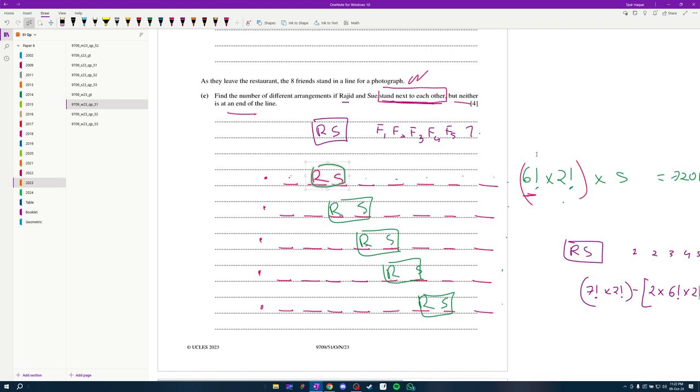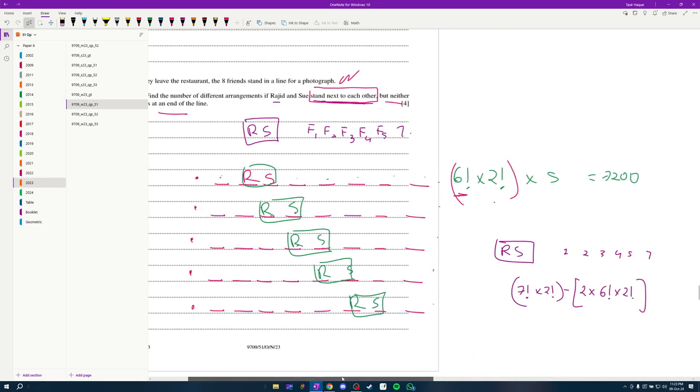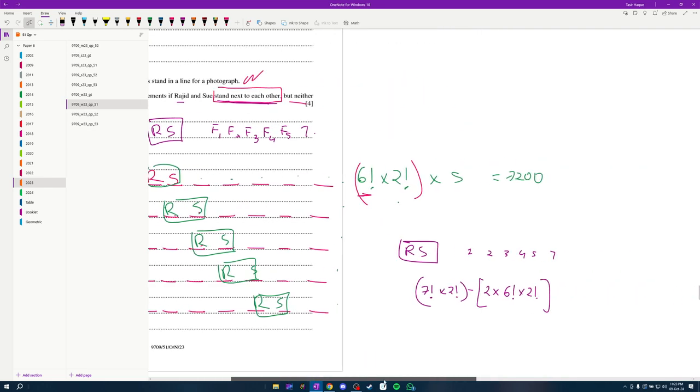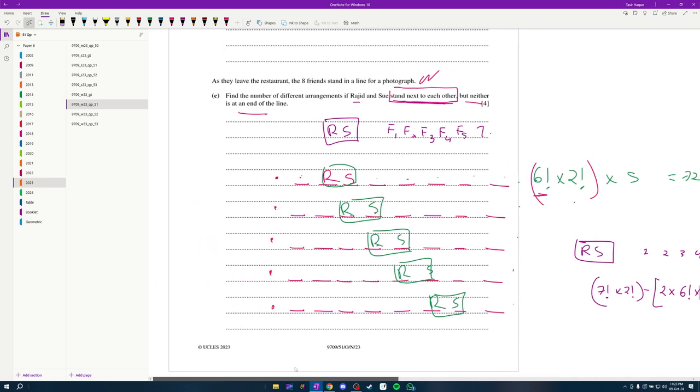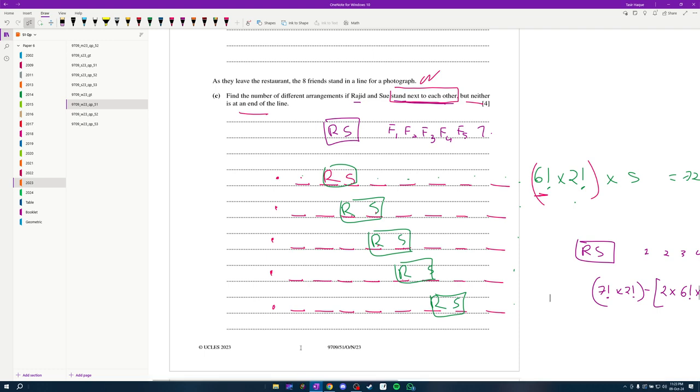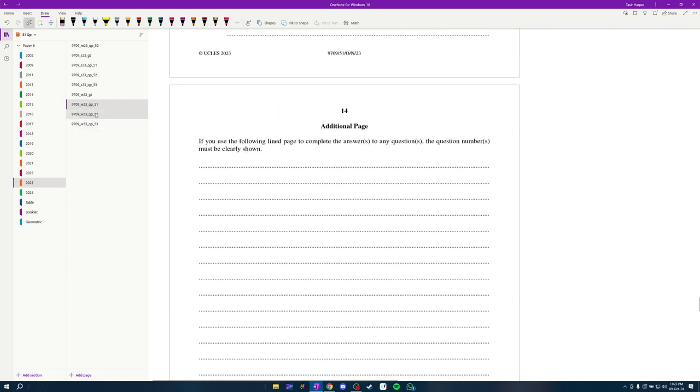Now for Rajit and Sue, there's a 2 factorial because they can interchange places. And for the other 6 friends, we have 6 factorial. So it's pretty straightforward. 6 factorial times 2 factorial times 5, which is 7,200. That's that. Okay. I prefer this method because you can visualize. In permutations and combinations, always try to visualize your answer. Always try to visualize the arrangements. It will help you guys a lot, trust me.